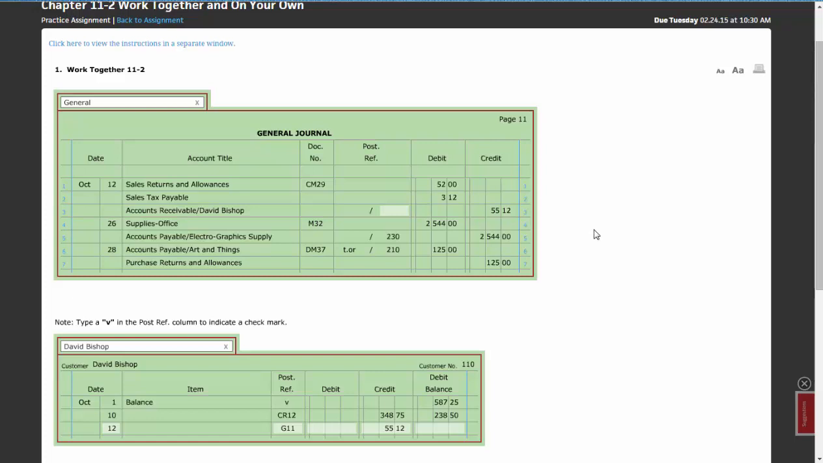So he previously had owed us $238.50, and I'm going to subtract out my $55.12. So now he owes us $183.38. And then account number 110 is going to go back up top.